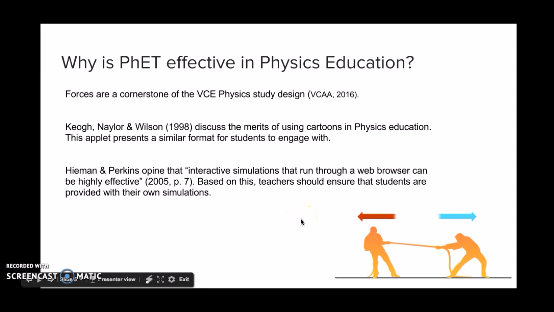And now in terms of what sort of literature we have to back this up, obviously we have the VCE study design, in which forces are a cornerstone, as I previously mentioned. There's also some research done by Naylor and Wilson in 1998, which discusses that if you use cartoons in physics, it often acts as a more engaging means for students to interact with the content, rather than just having, say, questions on a whiteboard. Hyman and Perkins also suggest that interactive simulations running through a web browser can be highly effective. So based on these two pieces of literature, students would be well equipped if they had their own simulations to work with.